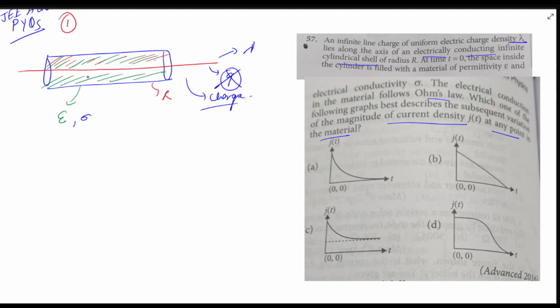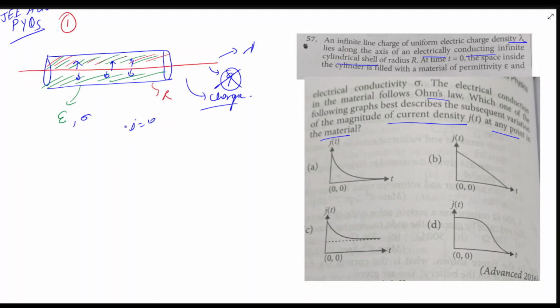Now, as this material is conducting, charge starts to flow in the outward direction, right? It should flow like this. And due to this flow of charge, we will have some current. As time passes, the charge on this wire will decrease and hence current will decrease. So look, all the graphs show the current density decreasing. We know it will decrease, but how it will decrease, we have to solve.